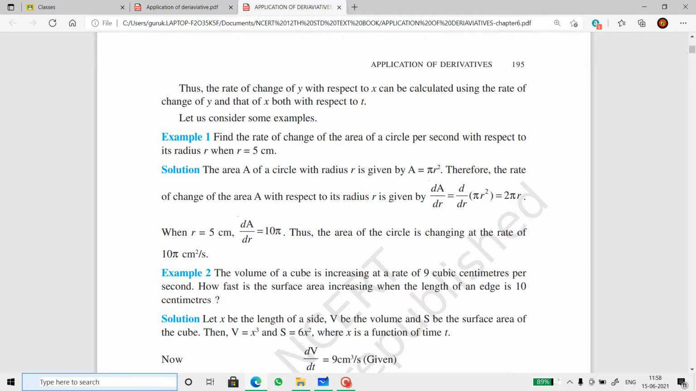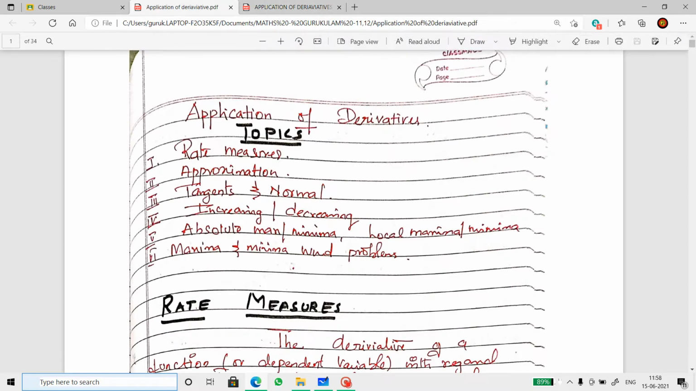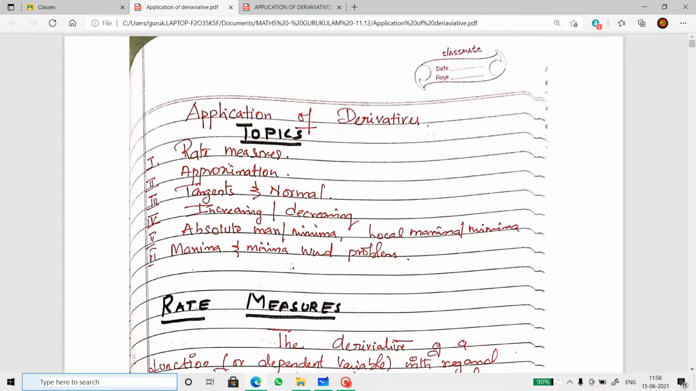Hello everyone. Today we're going to start the chapter called Application of Derivatives. These are the topics that get covered in applications of derivatives. This is the sixth chapter in the NCERT textbook. This chapter is common for CBSE and for ISC. The weightage is very high in this chapter. We get maxima, minima, word problems as our 5-mark questions.